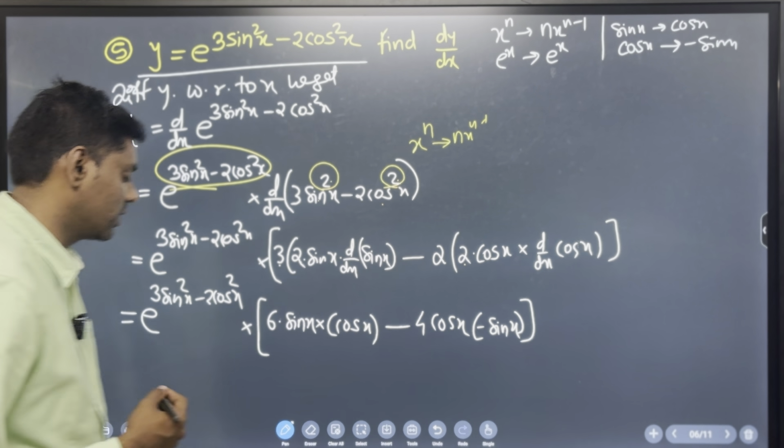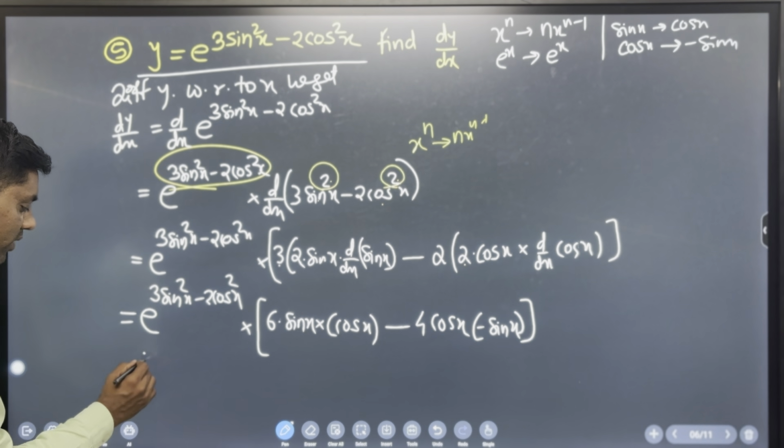Bracket complete. The last step is e raised to 3, very easy question, into 6 times sine. Now here we observe sine and cos, so we can take sine and cos common.